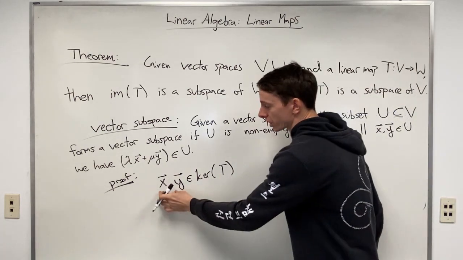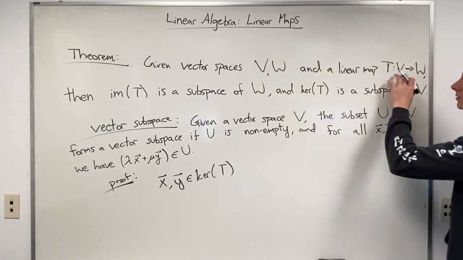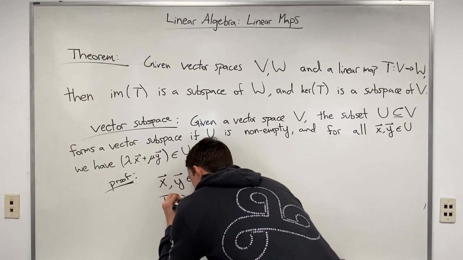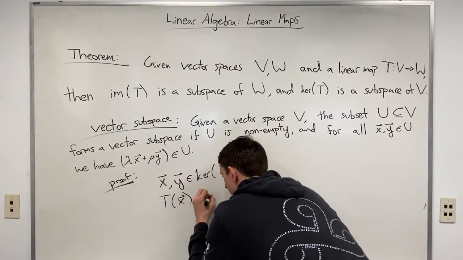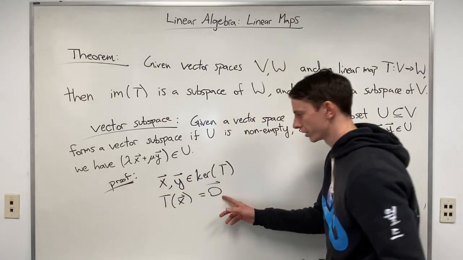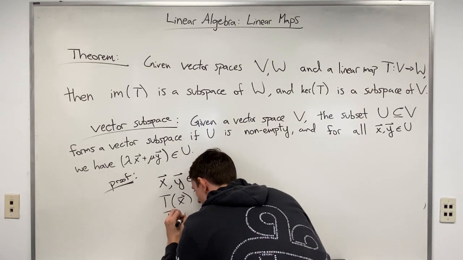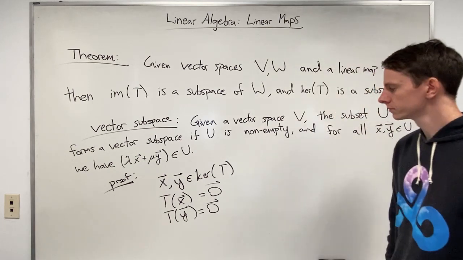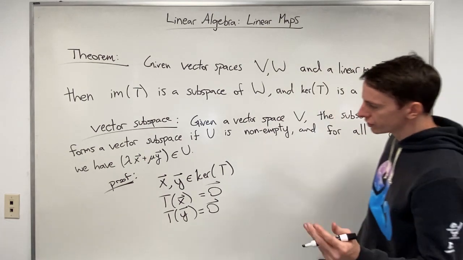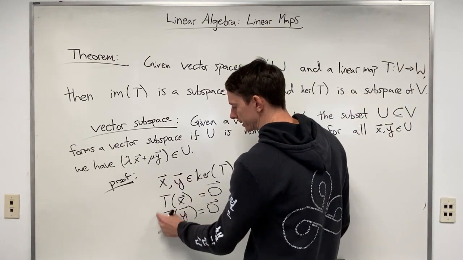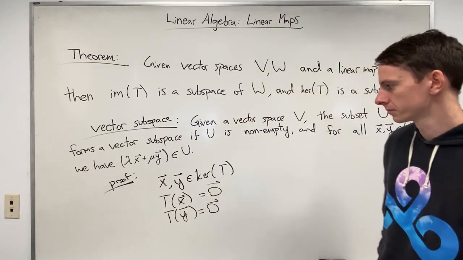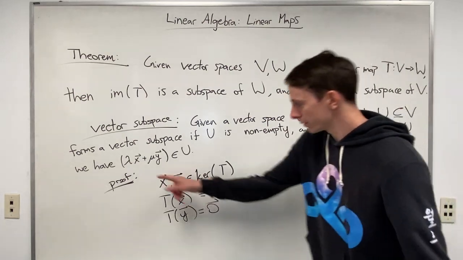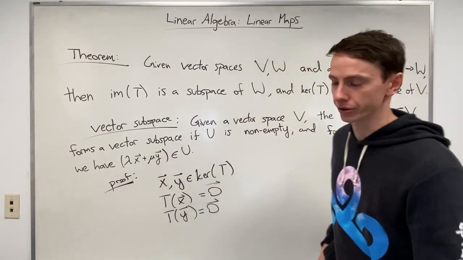Well, that means that these are elements of the domain. They're elements from V, such that when we have t acting on x, we're going to get a zero vector in the codomain. And the same thing with y, right? T of y is also going to equal the zero vector. Okay. So we know that x and y must satisfy these two properties because they're in the kernel. Now we just want to show that a linear combination, lambda x plus mu y, is also in the kernel.